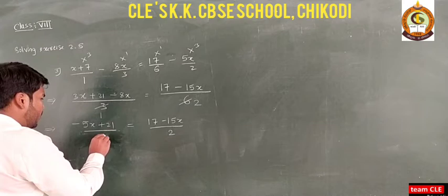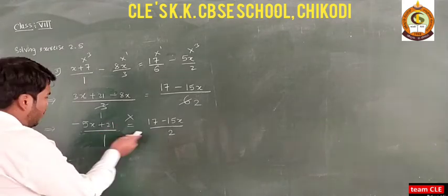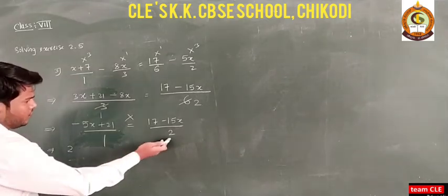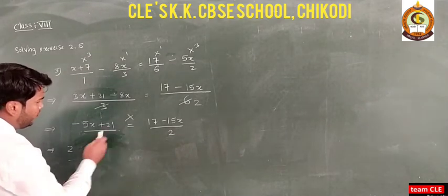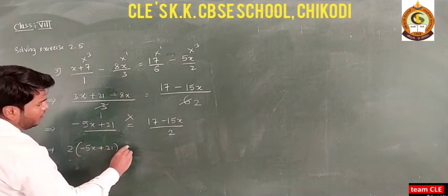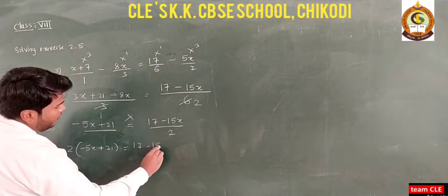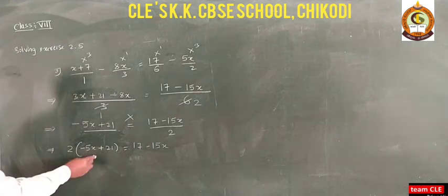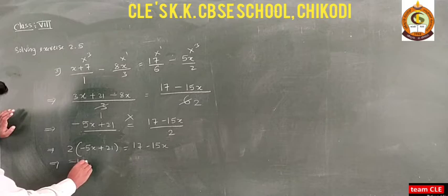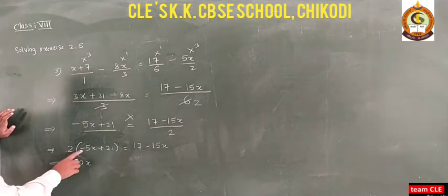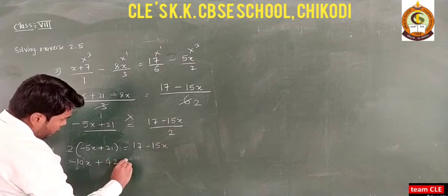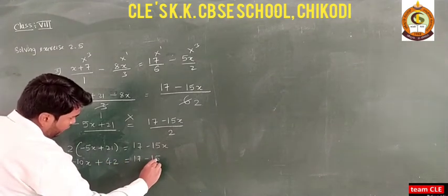Now you have to cross multiply. Take this 2 to the other side and multiply: 2 into (minus 5x plus 21) is equal to 17 minus 15x. Now multiply inside: 5 twos are 10x, plus into minus is minus, so minus 10x, plus 21 twos are 42, which is equal to 17 minus 15x.